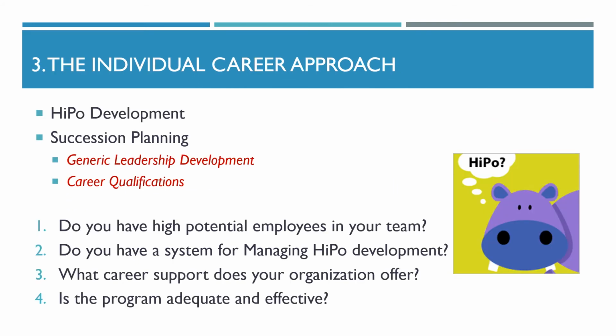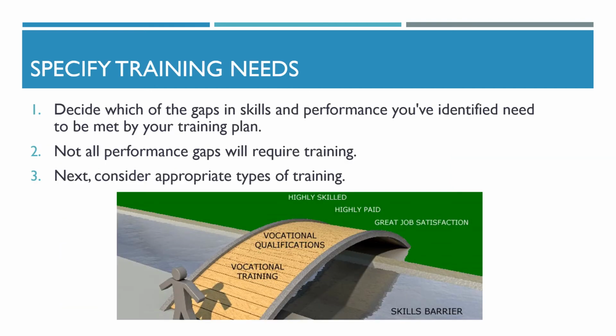As we have seen, successful organizations invest in the longer-term development of their people. In particular, successful organizations recognize employees with high potential, known as high POs. Typically, these employees are central to the company's succession plan. The development focus with such employees tends to be on generic leadership skills development, and specific career development in the employee's areas of specialization. We can now start framing our training and development plan.